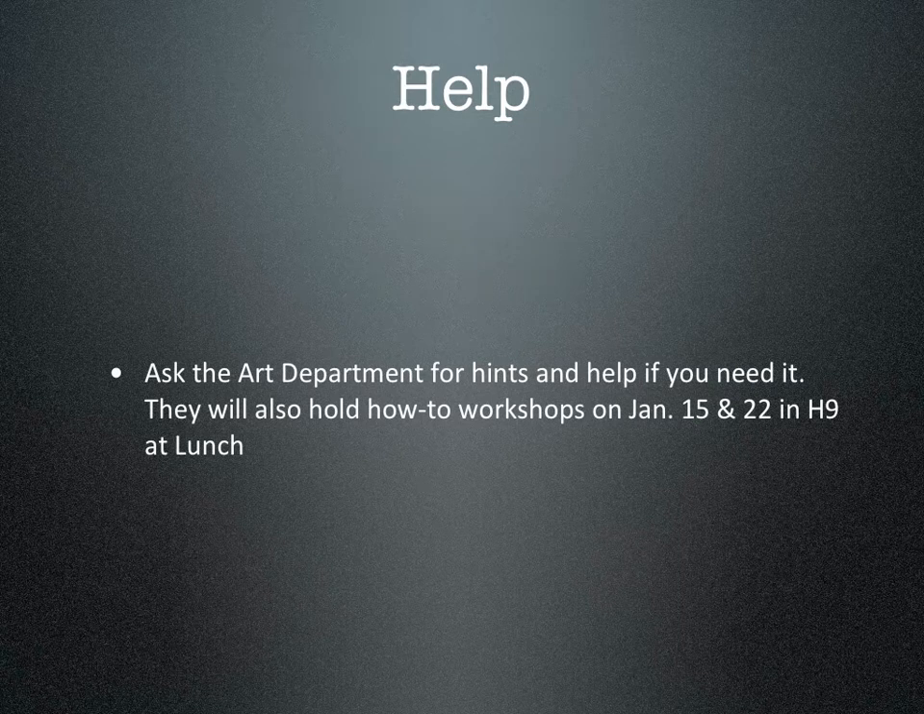If you need help with your poster, you need to come to the art department. Come see myself, Mr. Anderson, or Mrs. Kuprian, or Mr. Mitchell. We know what a good poster looks like, so we can give you tons of hints and help so that you can reach that advanced level on the rubric. I also will be holding workshops on January 15th and January 22nd. Those are Wednesdays at lunch in H9.